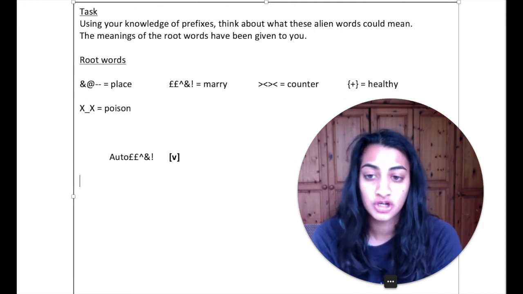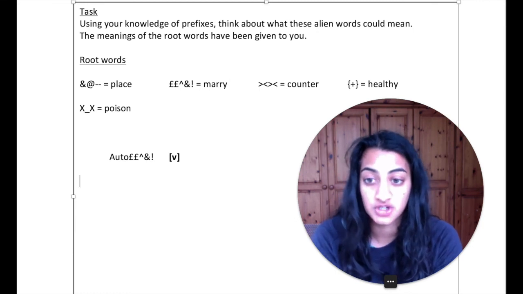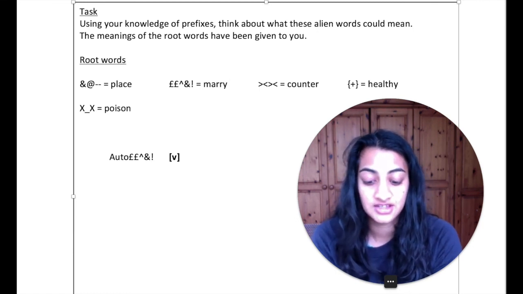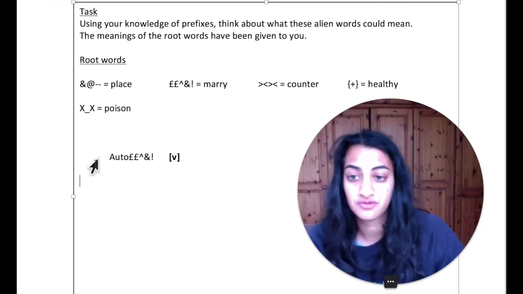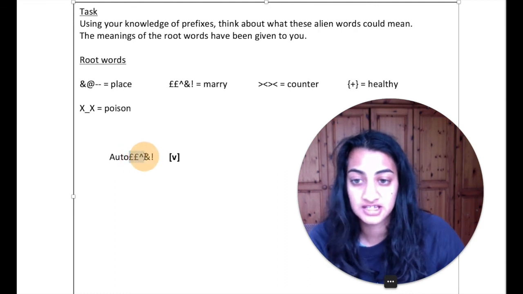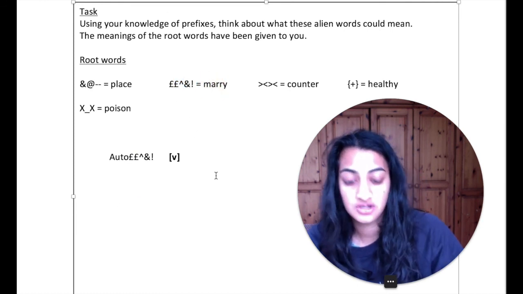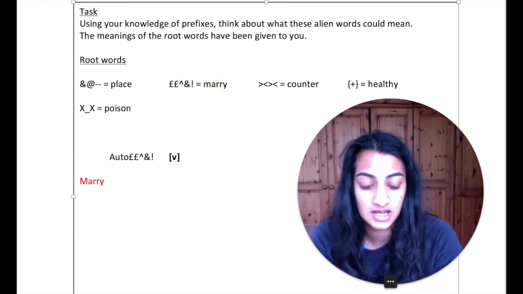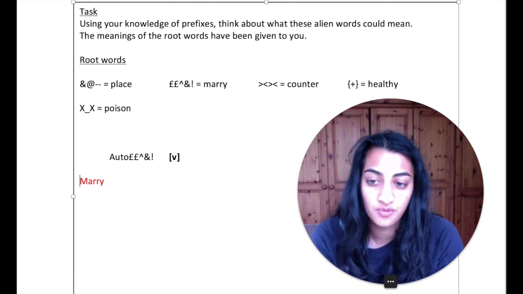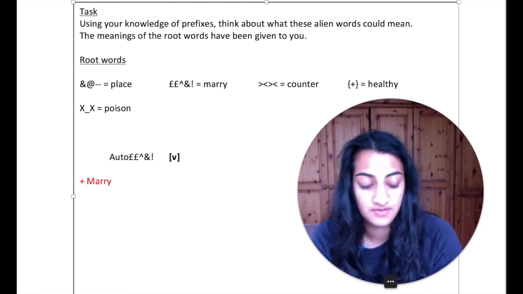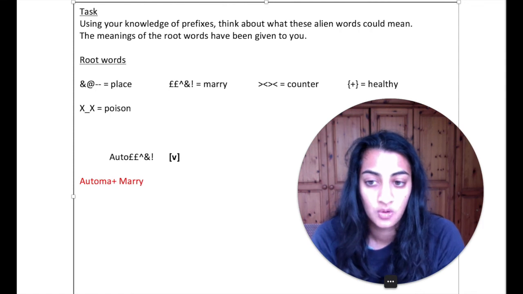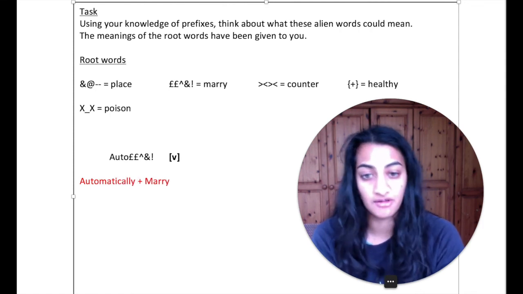Now the mistake that a lot of people made, for example with this question, is that they found out the root word meaning. So they looked at this, that was correct, and they identified that that collection of symbols in alien language means marry. So they knew that it was something to do with marry. But in terms of what had to be added from the prefix, a lot of people wrote automatically marry.